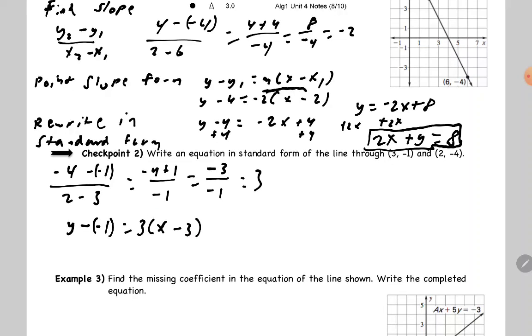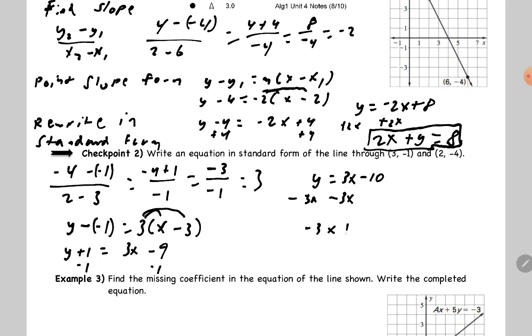Okay, now I'm going to distribute this. So y plus 1 equals 3x minus 9. I'm going to subtract 1 over to put all the constants on one side. So I'll get y equals 3x minus 10. So I'm in slope-intercept form now. Now I'm going to move the 3x over to the other side to get negative 3x plus y equals negative 10. And that's standard form.